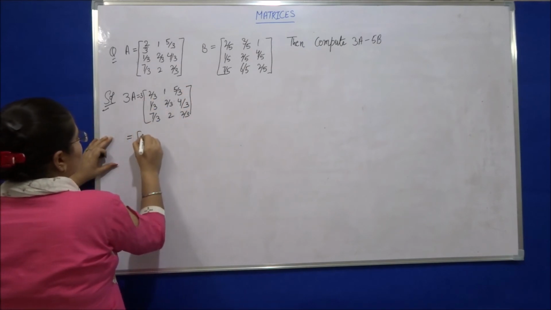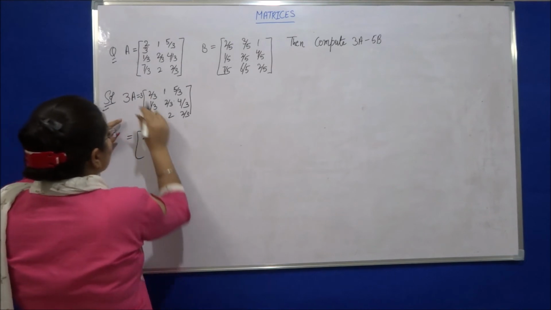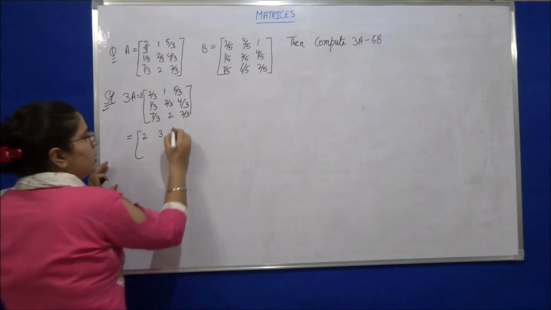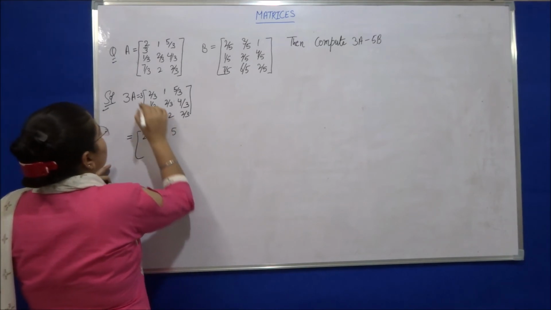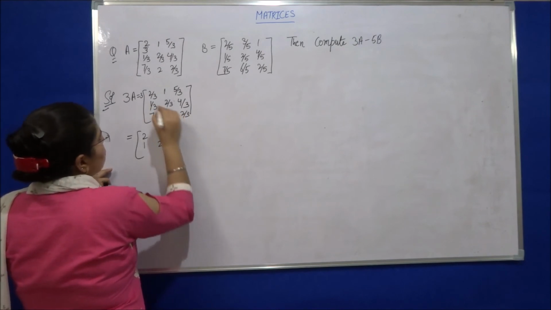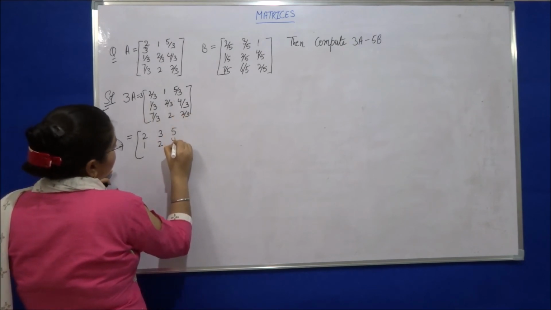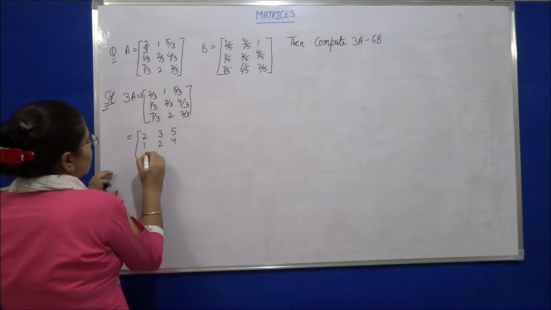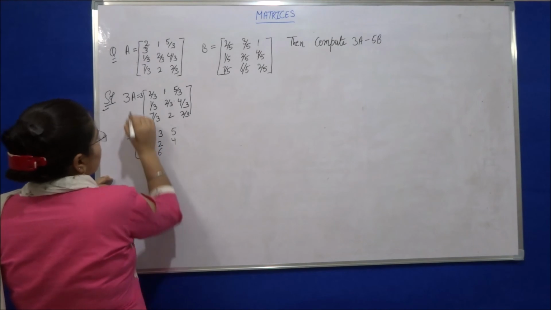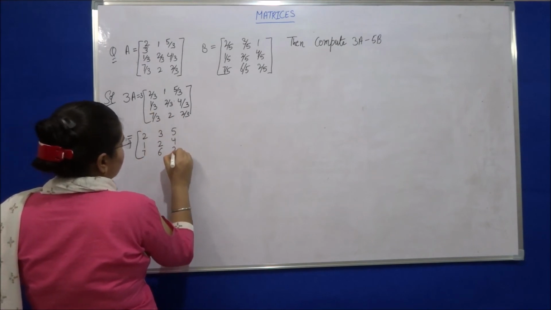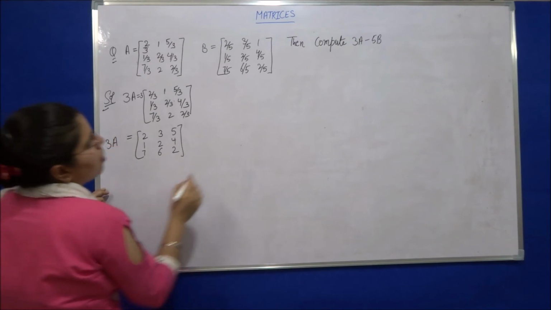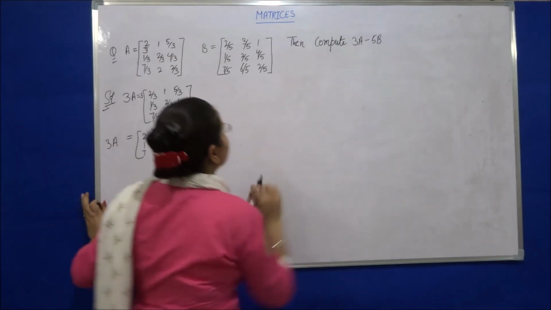Three multiplied by 2 by 3, that will be 2. 3 multiplied by 1 will be 3. 3 multiplied by 5 by 3 will be 5. 3 multiplied by 1 by 3, 1. 3 multiplied by 2 by 3 is 2. 3 multiplied by 4 by 3 will be 4. 3 multiplied by 7 by 3 will be 7. 3 multiplied by 2 will be 6. 3 multiplied by 2 by 3 will be 2. This is 3A.